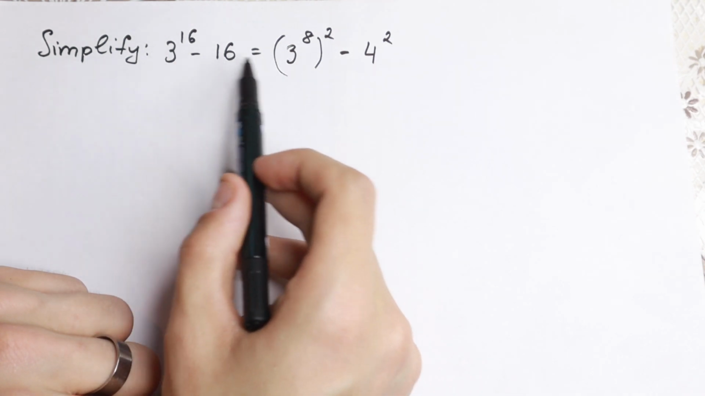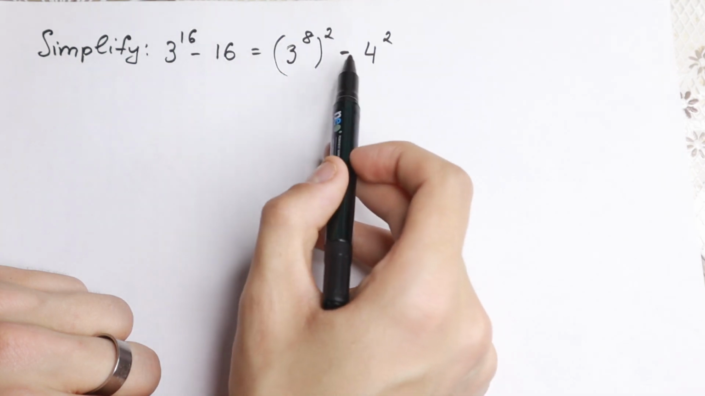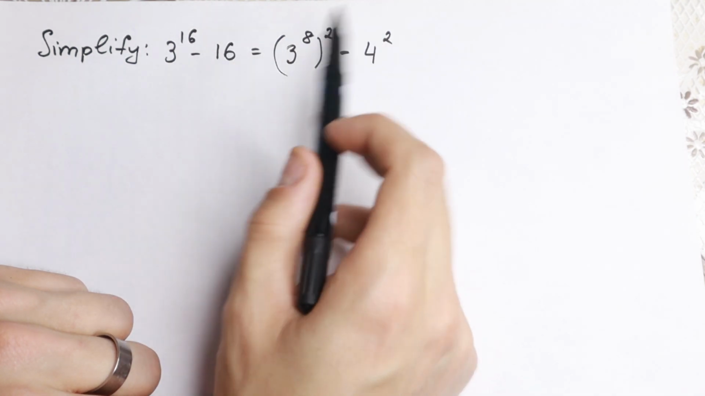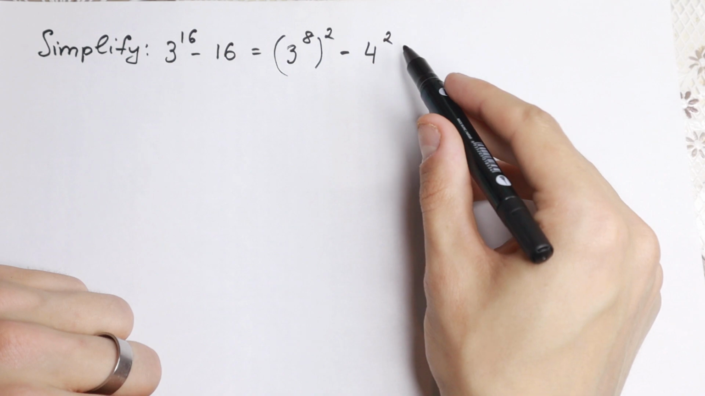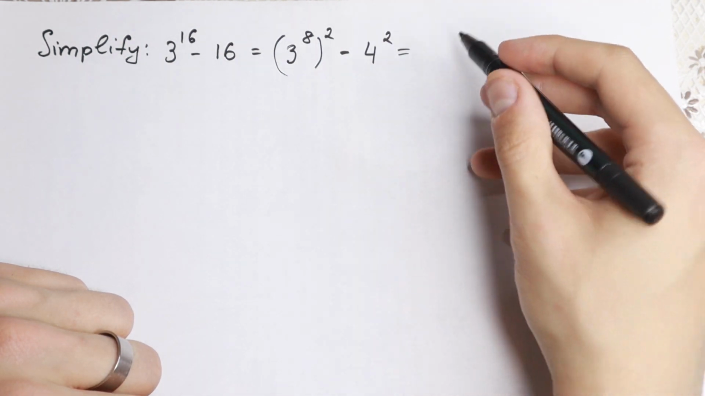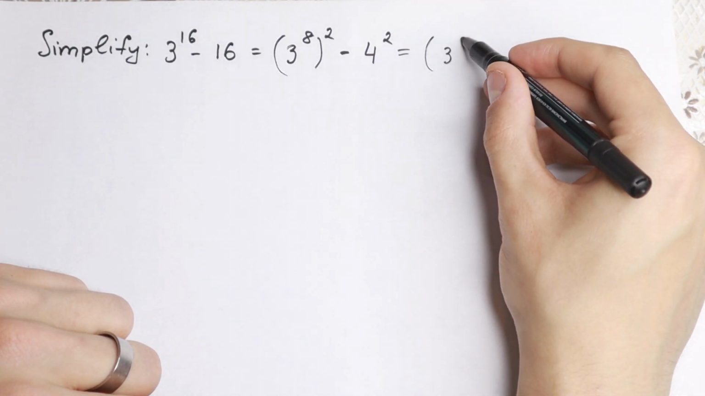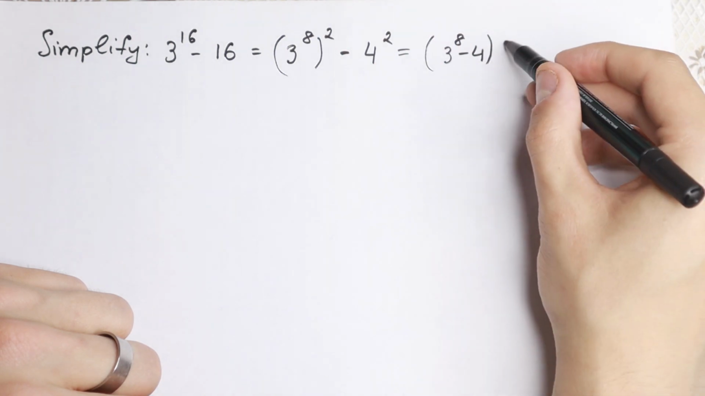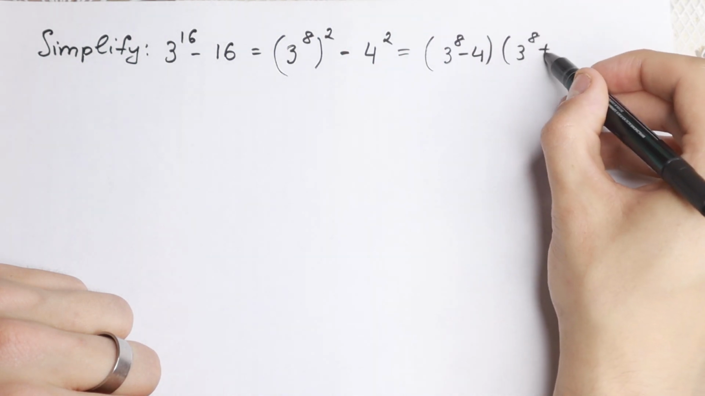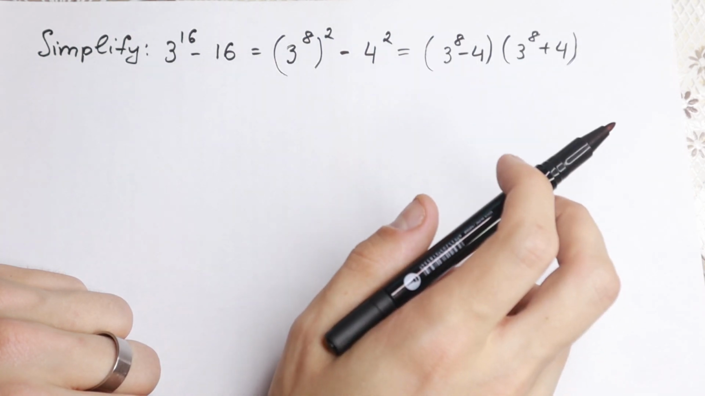If we go in the reverse way, we will have the same. 8 times 2 is 16, and 4 squared is 16, so all the same. But why write it in this way? Because we need to know a formula, a squared minus b squared. This will be equal to 3 to the 8th minus 4 times 3 to the 8th plus 4. So I hope you understand this step. This is our formula, a squared minus b squared.